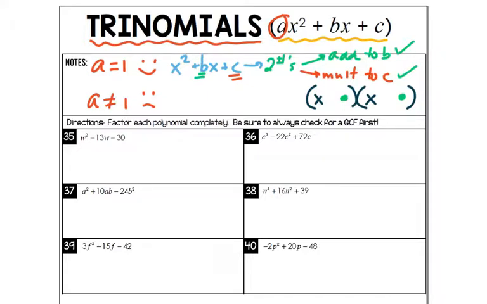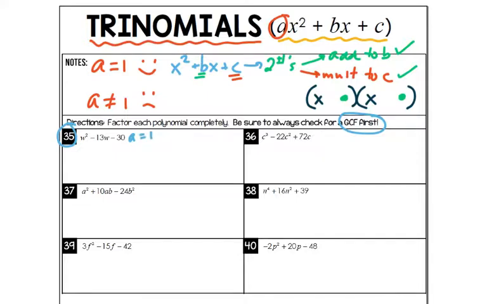Like, for example, number 35. Now, before I jump into this trinomial factoring, let's look for a GCF. It says here in the instructions, we should follow the instructions. Do you see one? No, I don't either. There's no GCF. There's a couple of w's, but not everywhere, and nothing goes in that 13. Okay, and notice the a in front of the w squared is 1, so we're good to go.